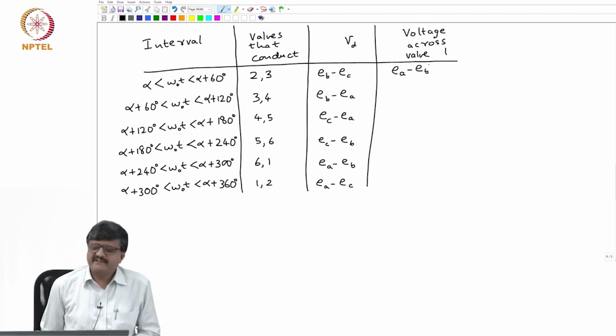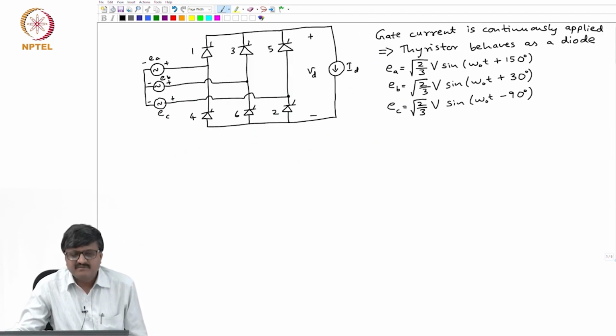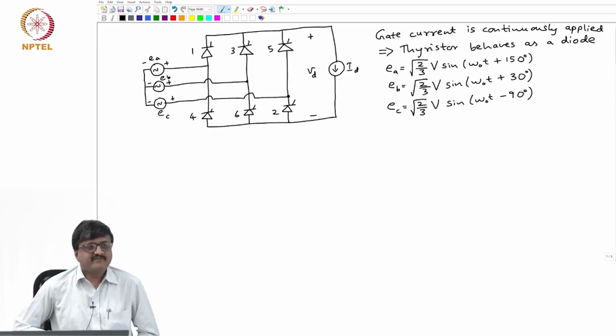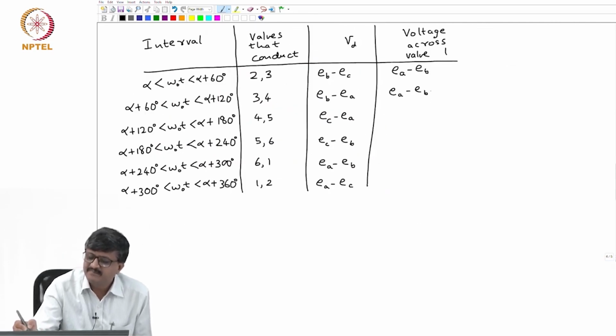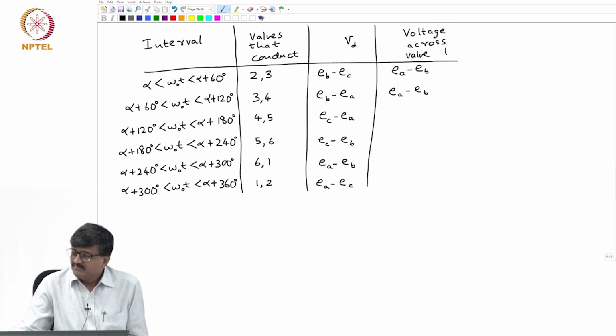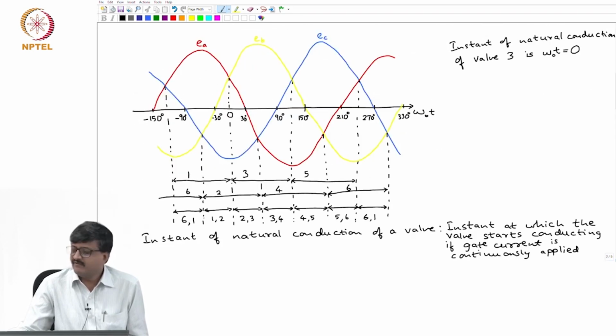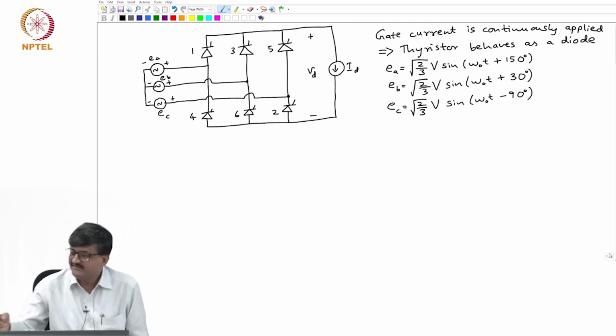Fine. Similarly, can we say what the voltage across valve 1 is when 3 and 4 conduct? Again, go back to the circuit diagram. It does not matter whether 4 conducts or not, 3 is conducting. So, it is the same as in the previous interval. Whenever 3 is conducting, it is EA minus EB. Now, in the next interval, 4 and 5 conduct. Please note again, it does not matter whether 4 conducts or not, 5 is conducting. What matters is 5 is conducting. Since 5 is acting as a short circuit, the voltage across valve 1 is EA minus EC.